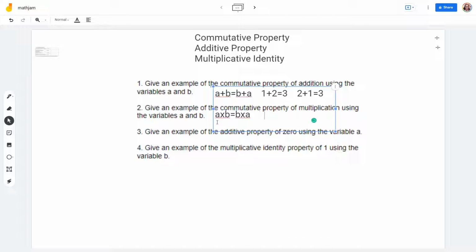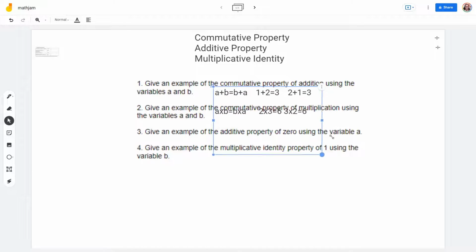Now let's try that out with some numbers. How about 2 times 3? And that's going to equal 6. And at the same time, we also know that 3 times 2 also equals 6. So when we're dealing with the commutative property, no matter which way we put the numbers, it's still going to come up with the exact same answer. All right, so let's go ahead and take a look at our next one.